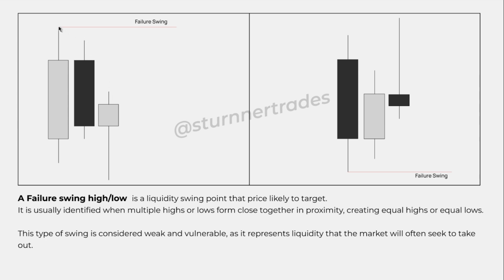So here is the simple way to think about it. In a bullish environment, a failure swing high or equal highs is likely to be taken out. And in a bearish environment, a failure swing low or equal lows is likely to be taken out. So whenever you see a cluster of equal highs or lows, don't expect them to hold. You expect them to get traded into.